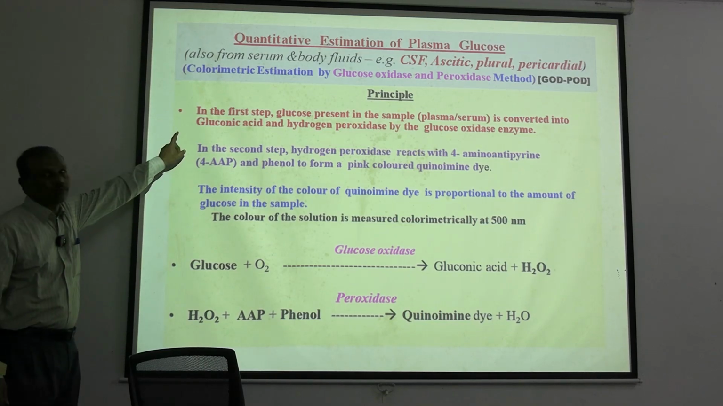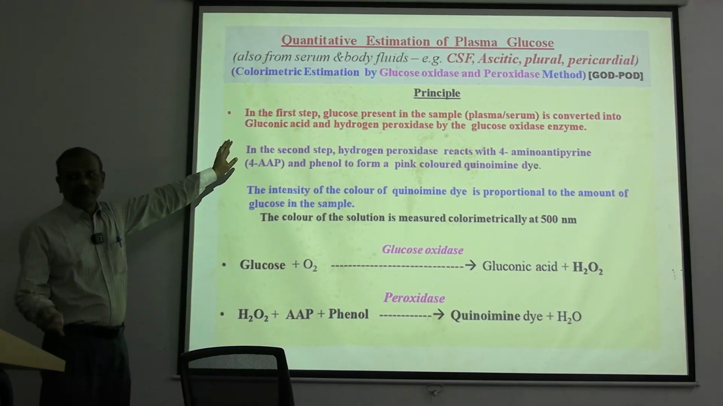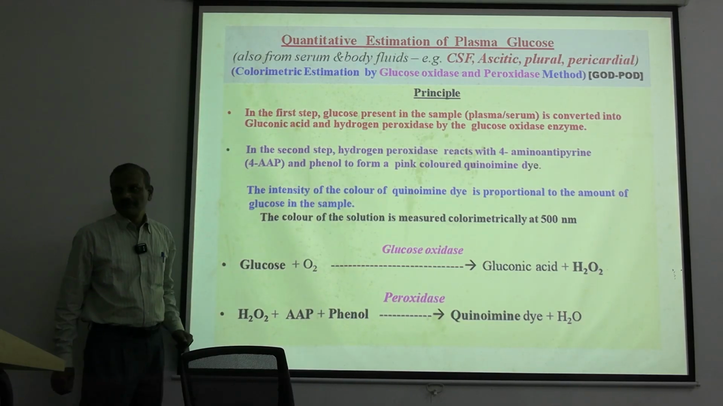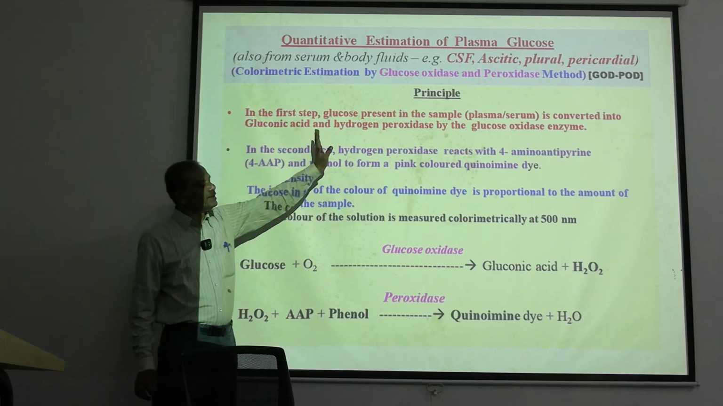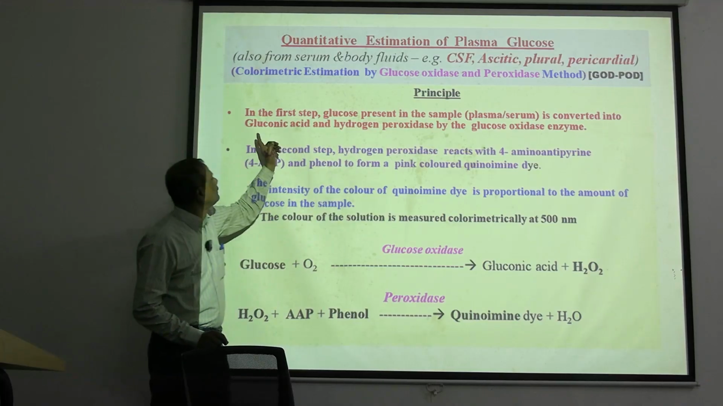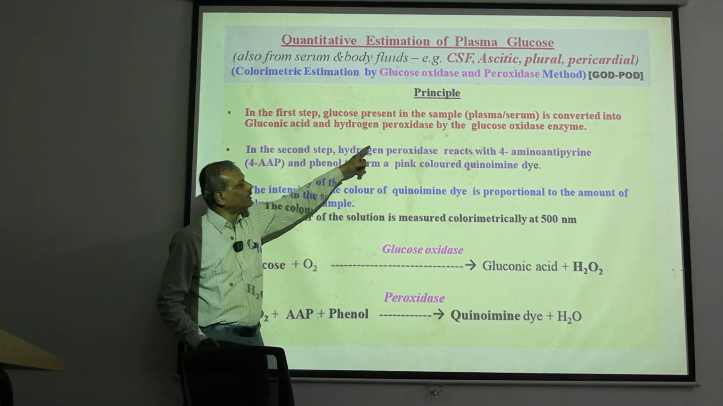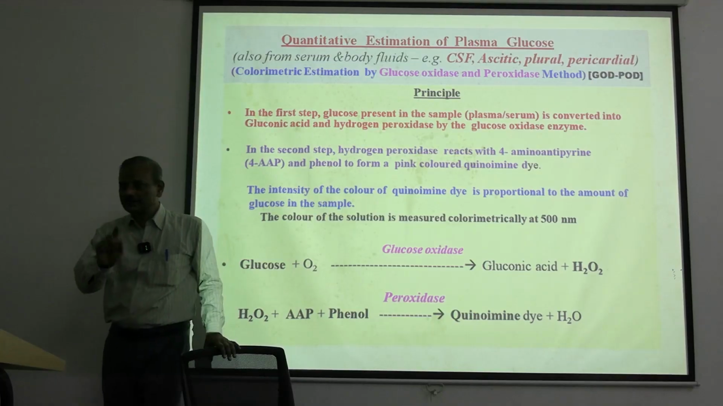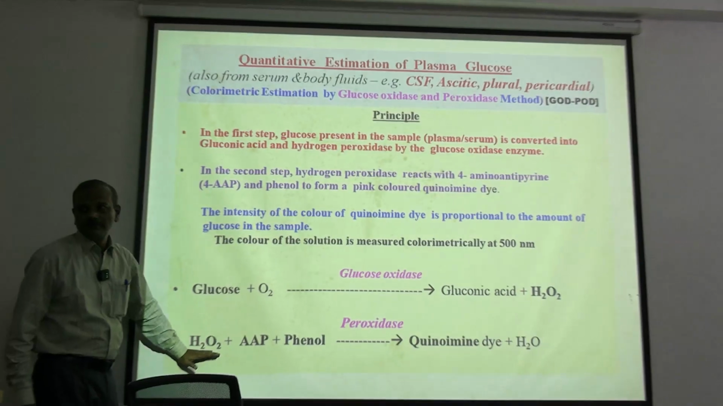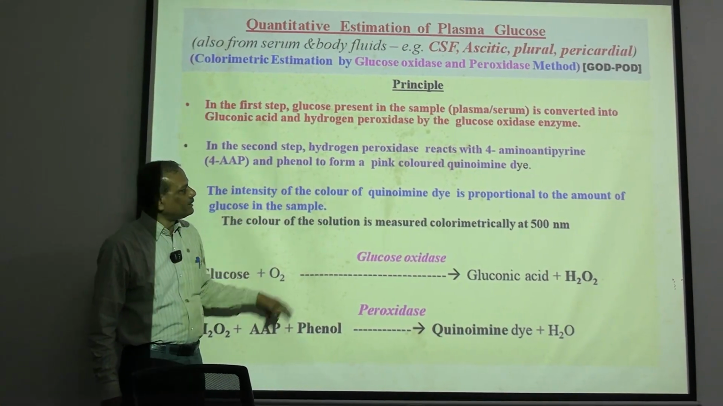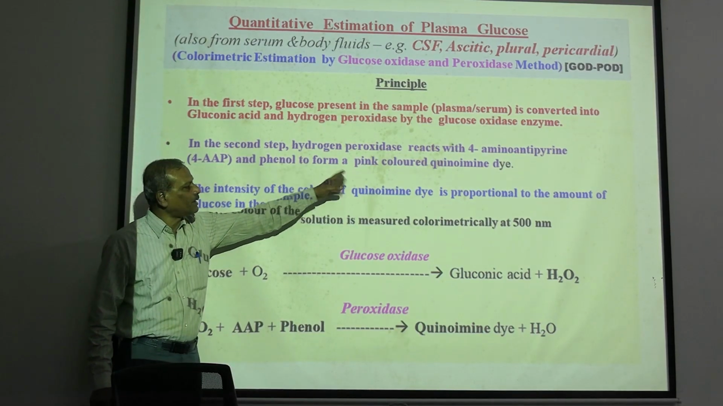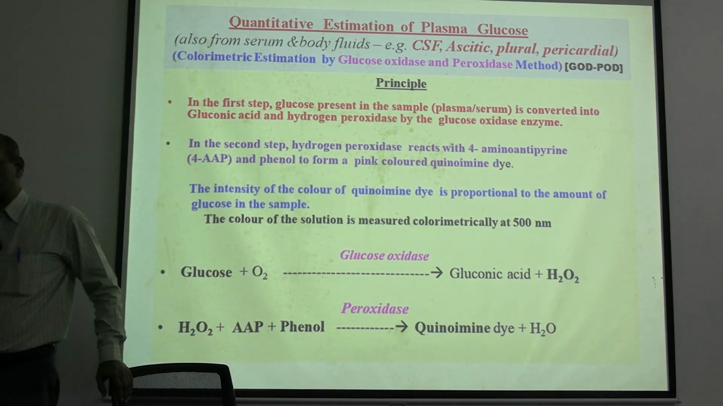Now you come to the reaction first, because I am in the habit of going from back to front. This is the first step. Glucose present in the sample, either plasma, serum or any body fluid, is converted into gluconic acid and hydrogen peroxide by the glucose oxidase present in the reagent. Is it okay? In the second step, hydrogen peroxide reacts with 4-amino antipyrine or 4-aminophenazone and phenol to form a pink colored quinoneimine dye. Is this part clear?